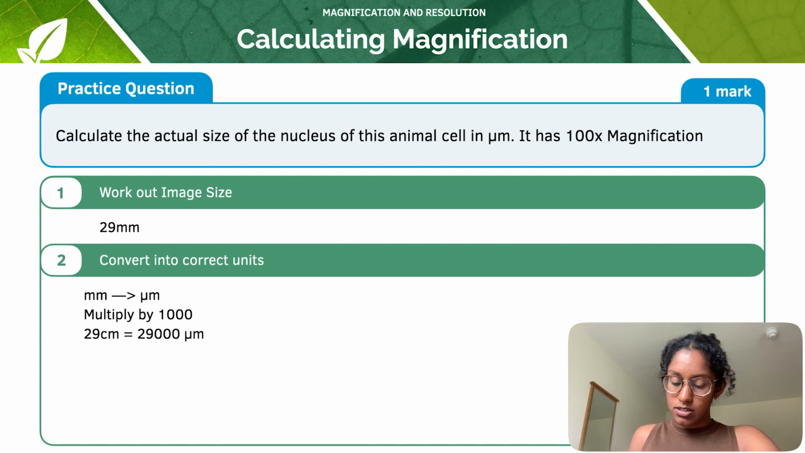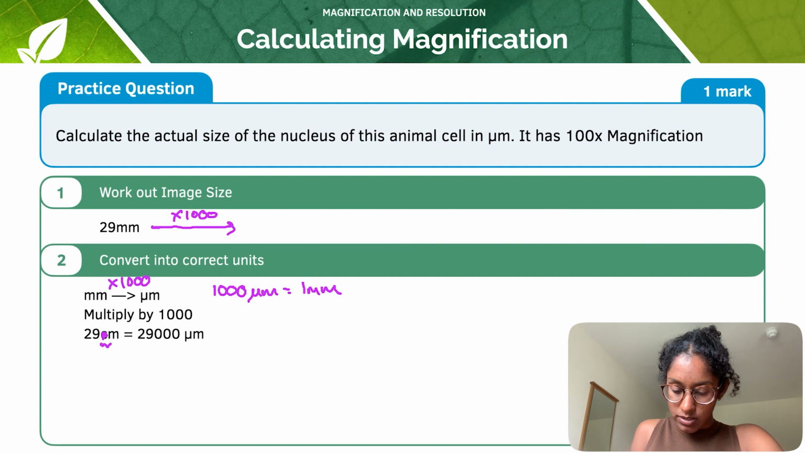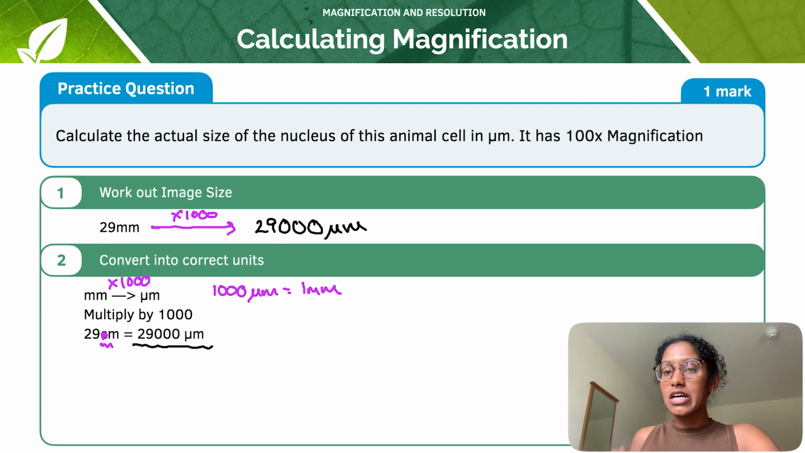Now in the last question, I told you that from millimeters to micrometers, we're multiplying by 1,000. How do I know that? It's because there's 1,000 micrometers in 1 millimeter. So we can now multiply 29 millimeters by 1,000. Sorry, that should say millimeters there, not centimeters. And that gives you the value of 29,000 micrometers, as you can see here. So that's the size of our nucleus in the image. It's 29,000 micrometers, or 29 millimeters.